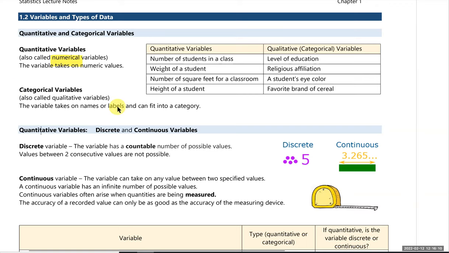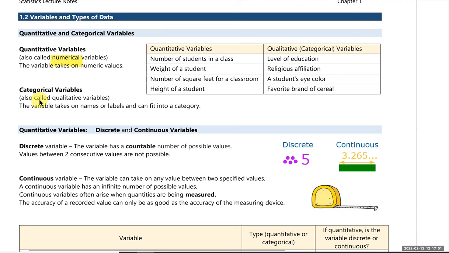A category is like a label or a name. For example, level of education completed, like graduate degree, bachelor's degree, religious affiliation. Just a name or a label, your eye color or your favorite brand of cereal. In algebra, variables tended to represent numbers. In statistics, they can represent numbers, but I could also say let X equal your eye color, and then it would be called categorical. Now, other books call it, instead of categorical, qualitative, like it's a quality of something. I personally prefer qualitative, but too bad. We go with categorical because that's the way our book labels it. So again, sometimes there's different words for things.